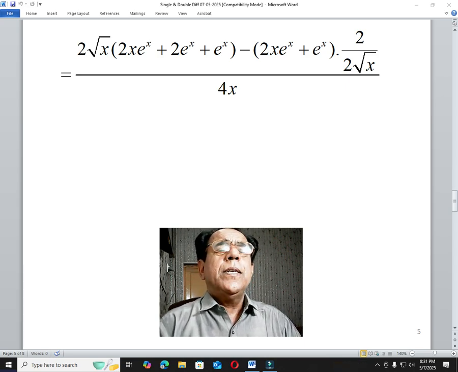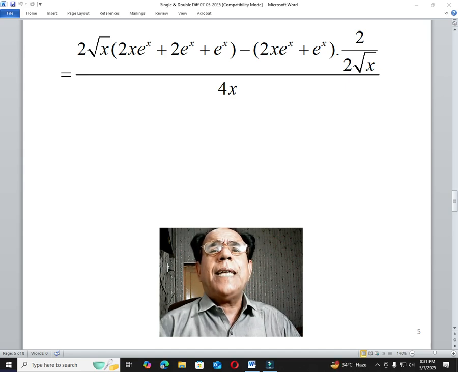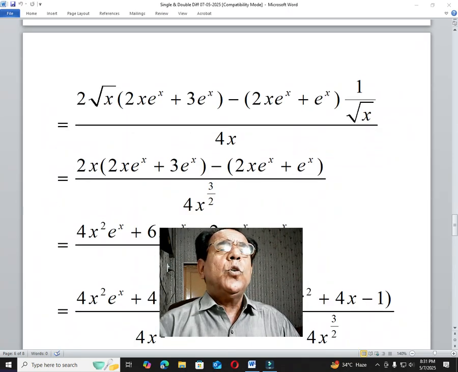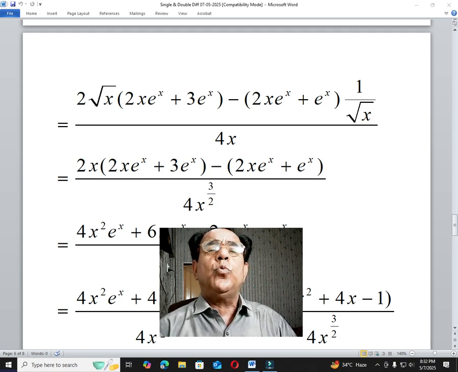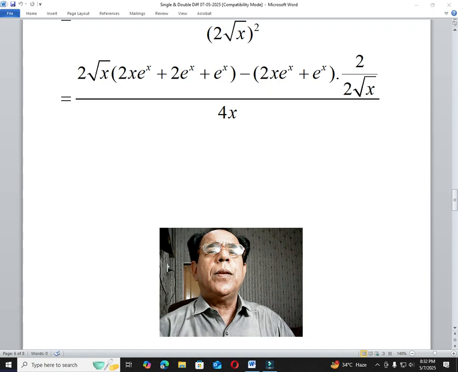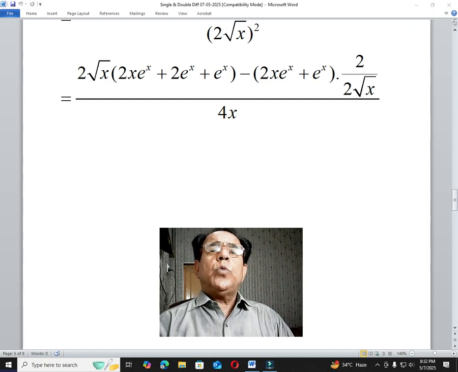Okay, so next simplification will be based on such things. Okay, 2 into x under root into 2x e raised to power x plus 3 e raised to power x minus 2x e raised to power x plus e raised to power x into 1 over x under root over 4x. Okay, 2 cancelled by 2.